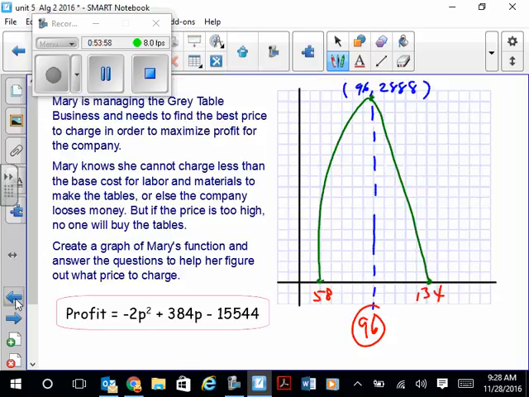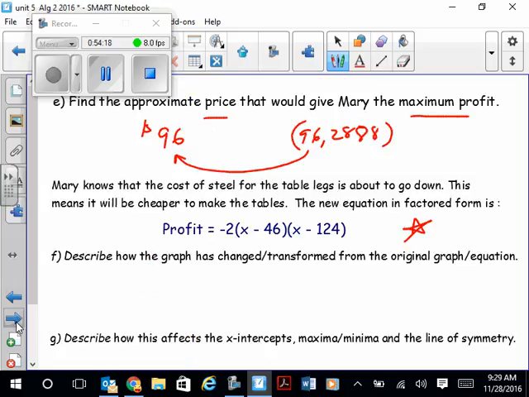In other words, before you type it in, pause. Let me ask a quick question. Just looking here, can someone tell me what the two zeros are going to be? Just looking at the 46 and 124. 46 and 124 are what they're going to be, because whenever it's in factor form, same number, different sign. But now punch it in. Let's see if it does in fact land there.